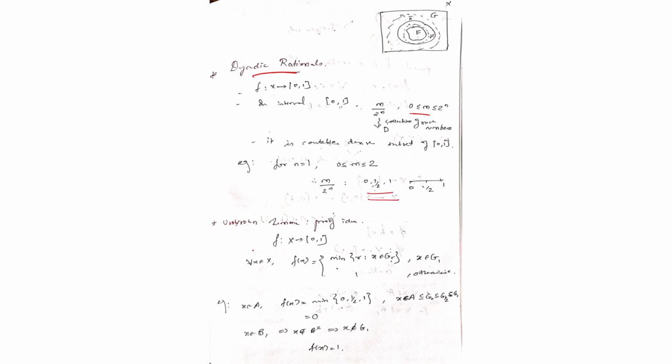Now let's see what is Urysohn's lemma proof idea. It has been given that we have taken f, a function from X to [0, 1]. For all x belonging to X, f(x) will be equal to the minimum of r such that x belongs to G_r. So when x belongs to G_1 it is 1 otherwise. Fine. So I hope it is clear.